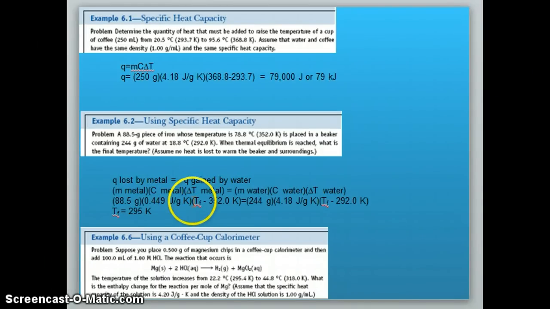All right, and then you substitute for delta T. Well, we don't know the final temperature, so we're going to leave that as a variable T sub F, but we're going to subtract the initial temperature of the metal, which was 352.0 Kelvin.